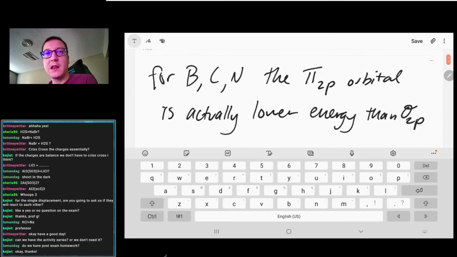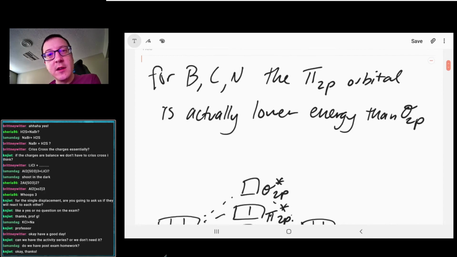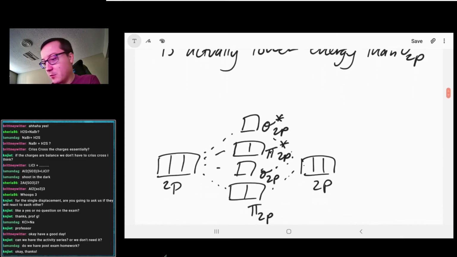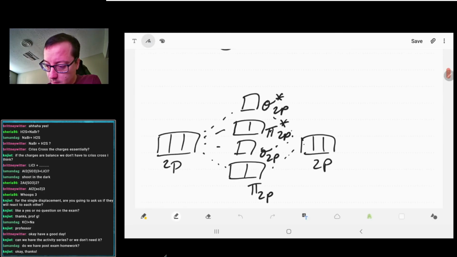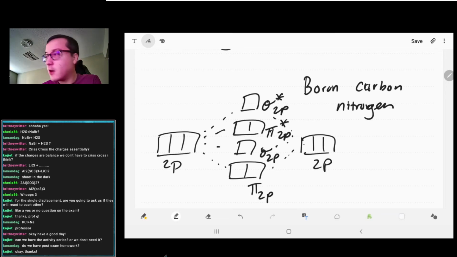There are 3 molecular orbitals that we're going to deal with that actually are a bit different that I had neglected to mention earlier. I had forgotten. So for the elements boron, carbon, and nitrogen, you're going to want to use a molecular orbital that looks like this for your P's.